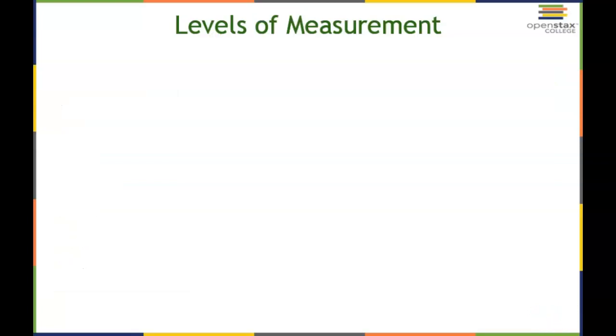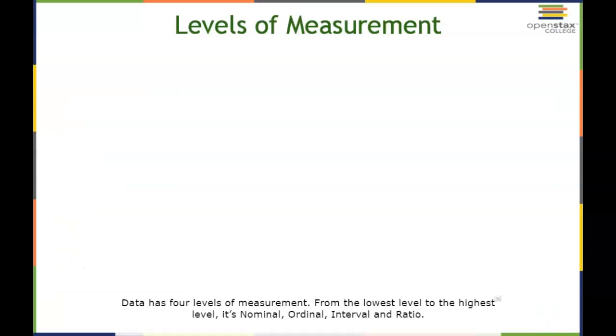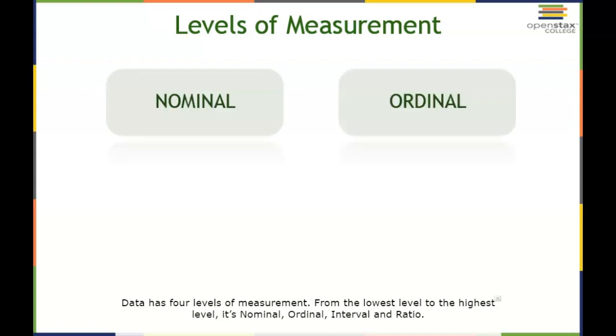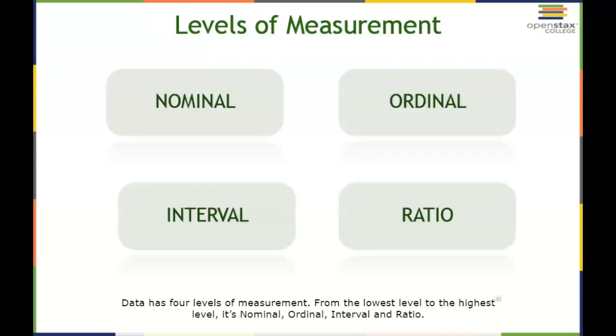Data has 4 levels of measurement. From the lowest level to the highest level, it's nominal, ordinal, interval, and ratio. So we've already kind of talked about nominal and ordinal in a previous lesson.